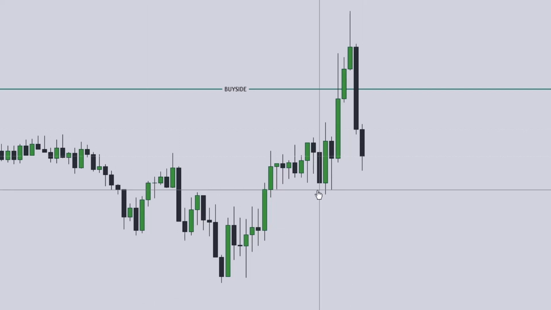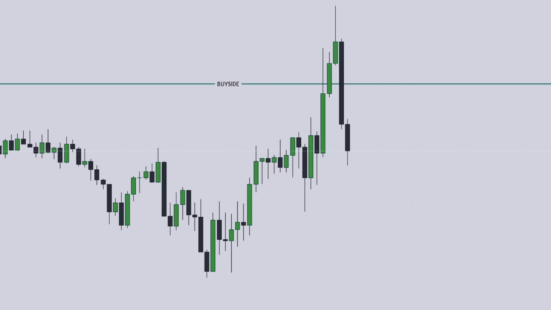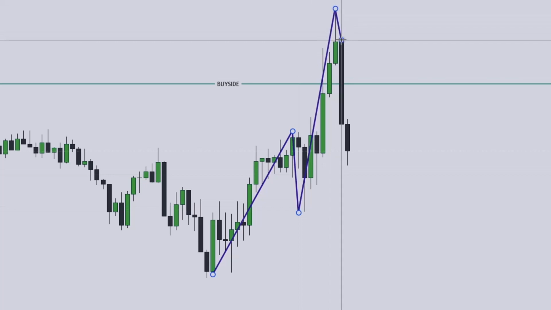Price moves lower. Where would the market structure shift take place? Well, let's have a look here. We have an absolute low down here. We move up to this high here, and then we have a pullback, and then we move up to this high here, and as you can see, price is obviously moving down.